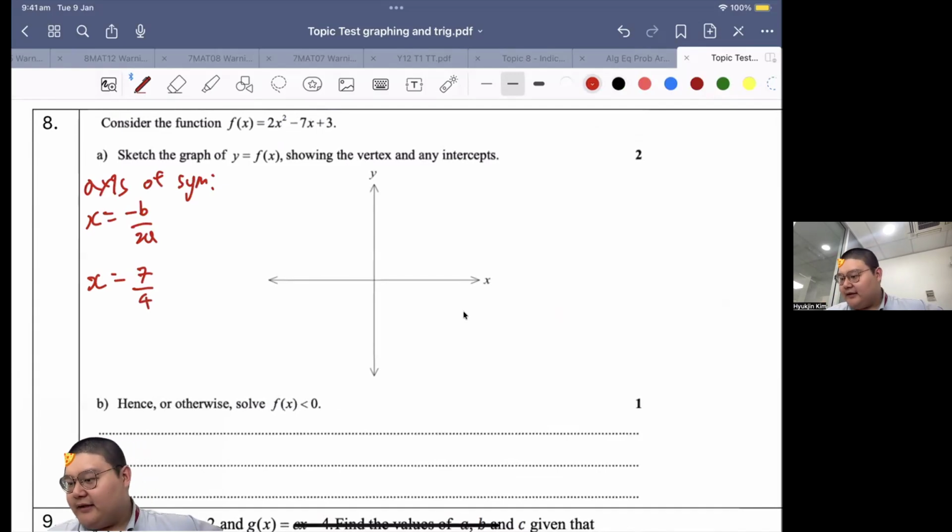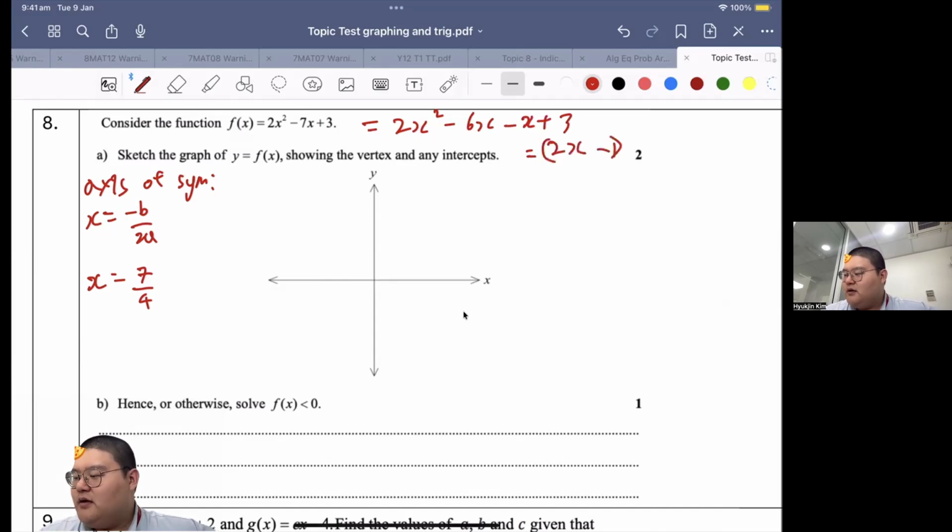Okay. And then at this point, I'm just going to write, you know what? I don't know if I can factorize this at all. I can. 2x squared minus 6x minus x plus 3, which means (2x minus 1)(x minus 3). And those are my two answers. So what does that mean? It is at 3, half, and then the vertex is at 7 on 4.